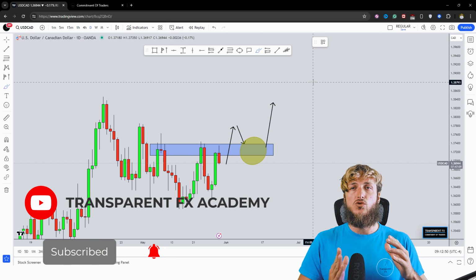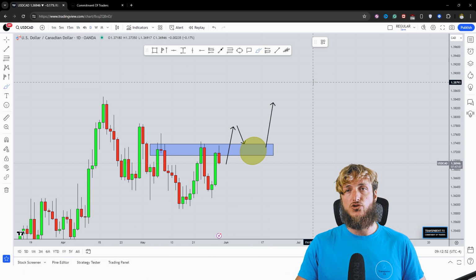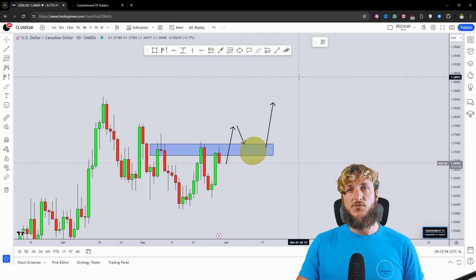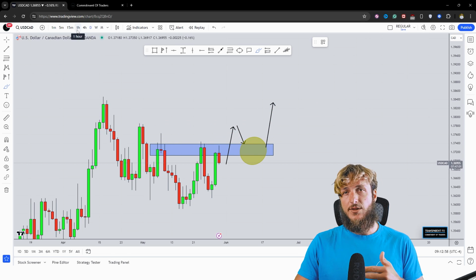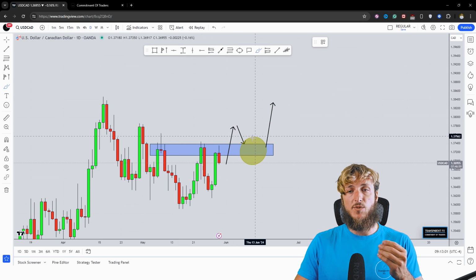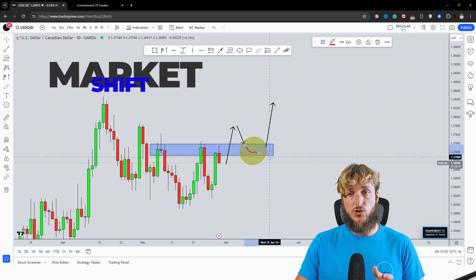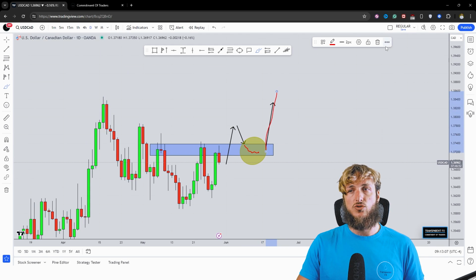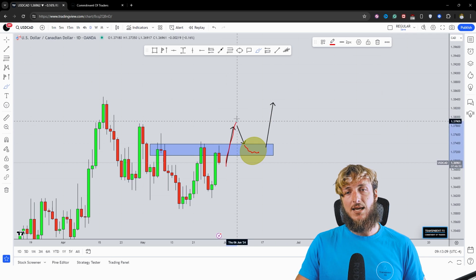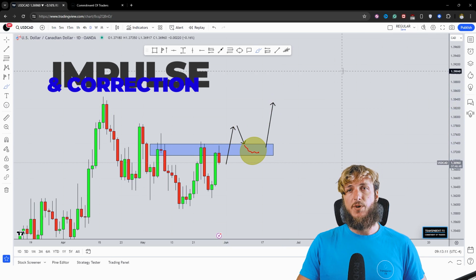However, when it comes to identifying early shifts in the trend of a market, the best timeframes for that are the intraday timeframes, so 4 hour and lower. Therefore, what I would expect is that if this market shifts from an intraday bearish to a bullish market, at that point I wouldn't be surprised to see a potential rejection to the upside, completing this daily impulse, correction and impulse pattern to the upside.